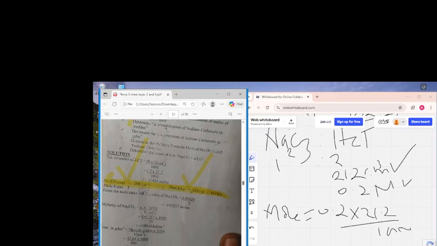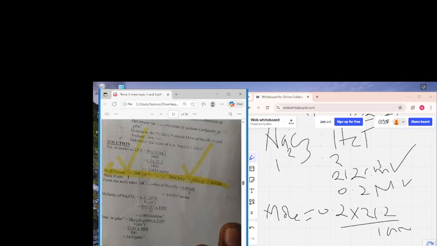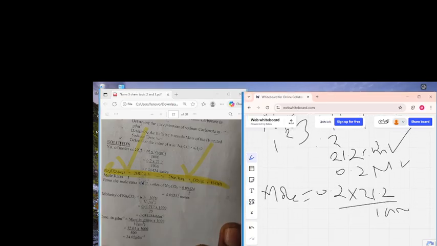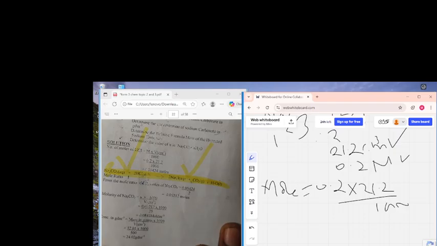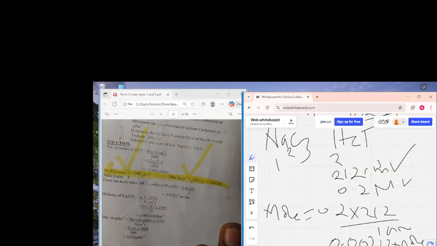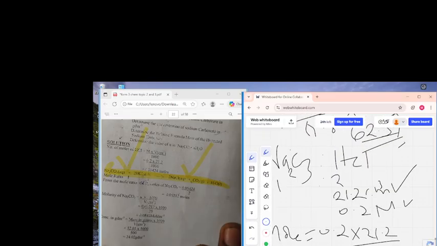So after that, I get the moles. So moles is 0.002 of moles. After that, we just return to the mole ratios. These are the mole ratios. Just return them. So this was 1 and this was 1 and this was 2.